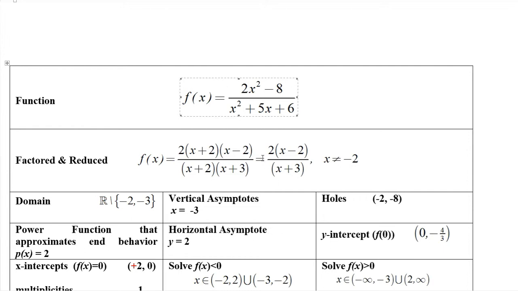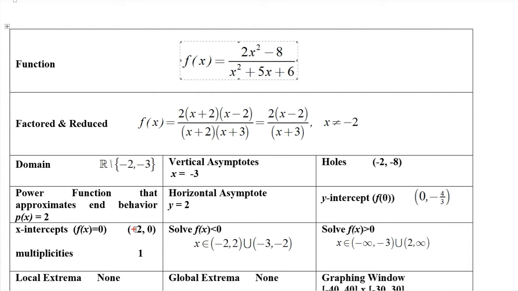A couple other things. If we want to find the y-intercept, we just plug in x is 0. All these three terms go to 0, and you just look at the constant terms here. Negative 8 over 6 reduces to negative 4/3. So (0, negative 4/3) is, of course, the one and only y-intercept.